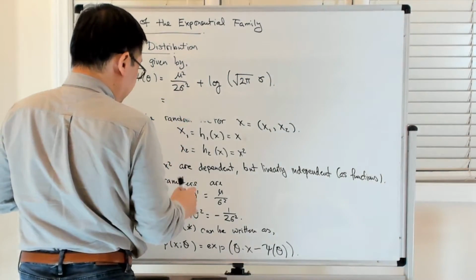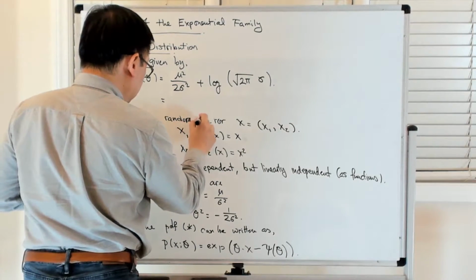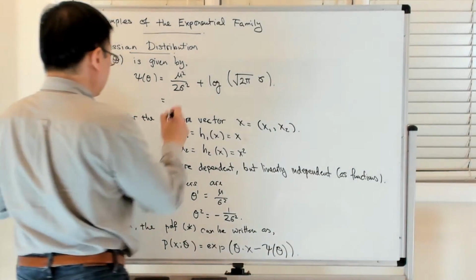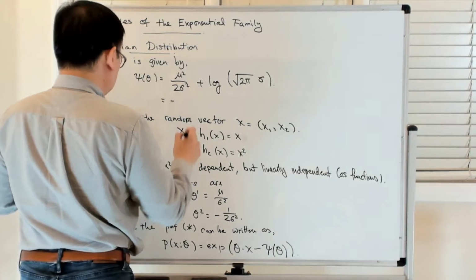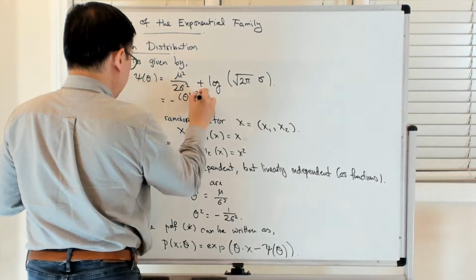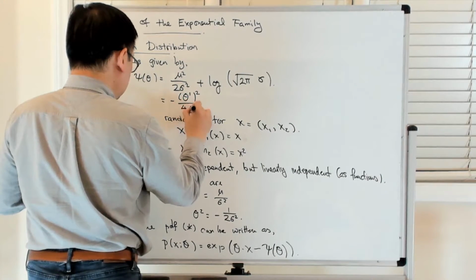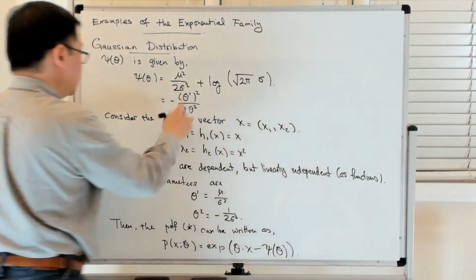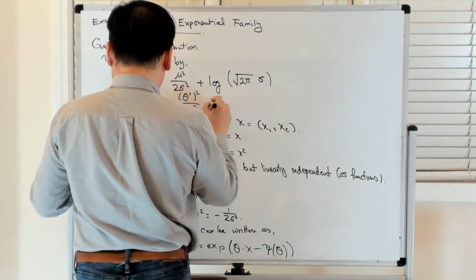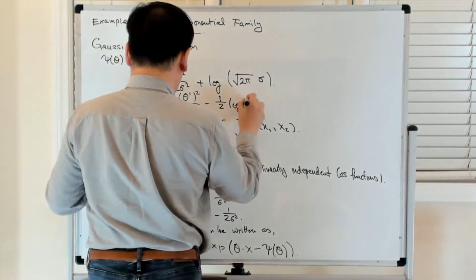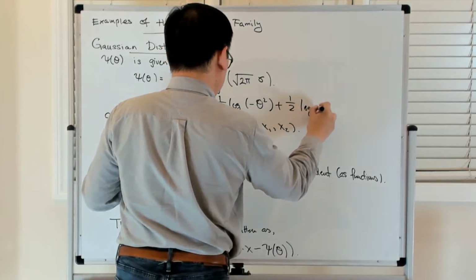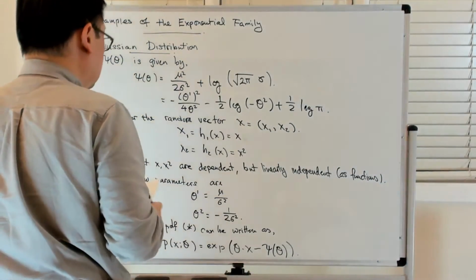Okay, so I'm going to write it in terms of theta 1 and theta 2. So it's minus theta 1 squared divided by 4 theta 2, minus 1 over 2 log of minus theta 2 plus 1/2 log pi.